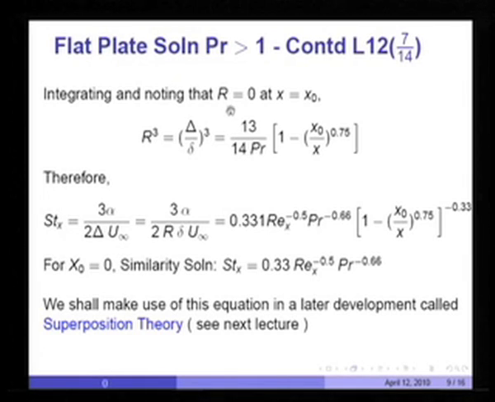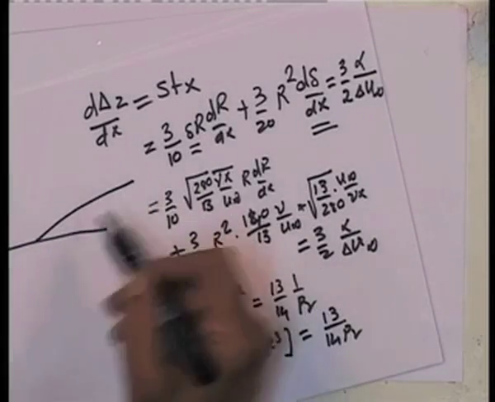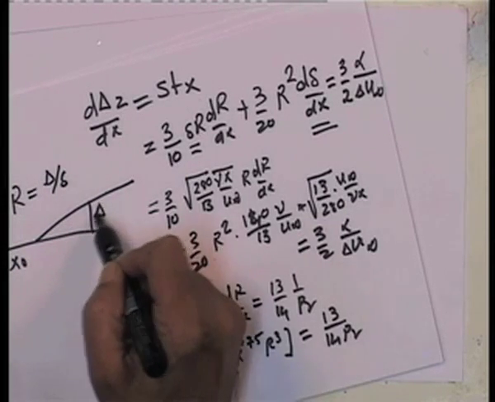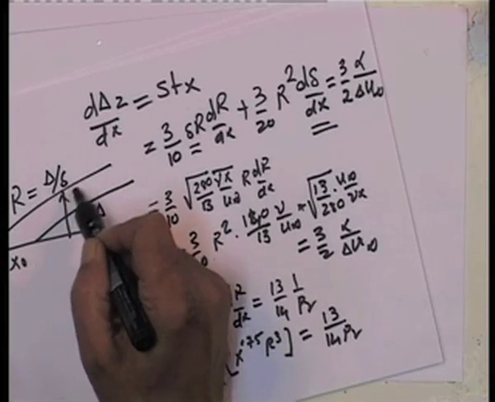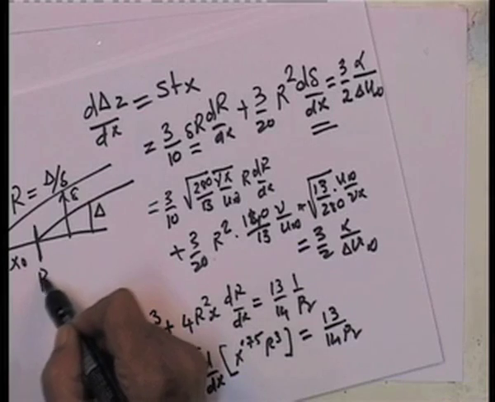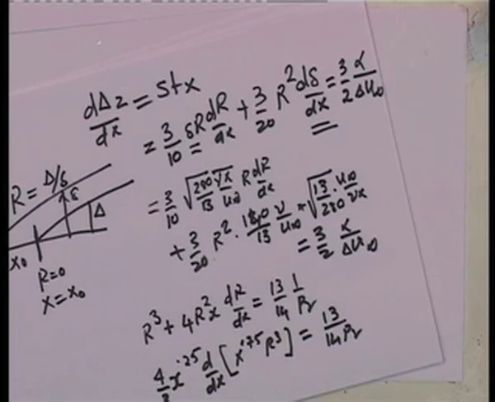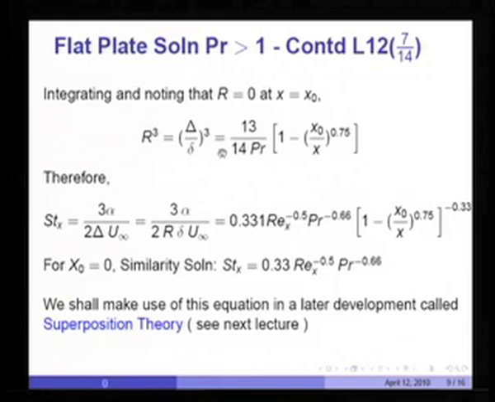Integrating and noting that, remember, we are starting to heat from x equal to x naught, and r is delta by delta. So, r is equal to 0 at x equal to x naught. If I make use of that, then I get the solution that r cubed, which is delta by delta whole cube, equals 13 by 14 Prandtl number into 1 minus x naught by x raised to 0.75.